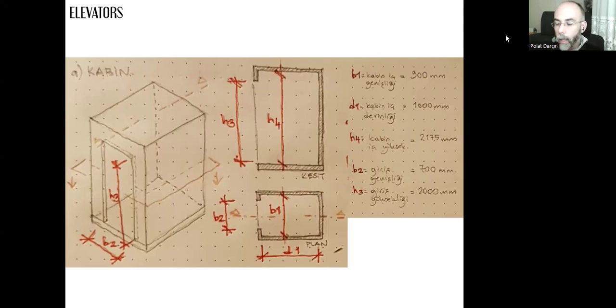And this is just an example here. Let's take a look. B1 is the width of the cabin. In this example, it's one of the smallest ones, just for an example. This width is 90 centimeters. D1 is the length of the cabin, it's 100 centimeters. H4 is the height of the cabin, it's 2 meters 17.5 centimeters. B2 is the doorway. It's 70 centimeters, and the height of the door is 2 meters.